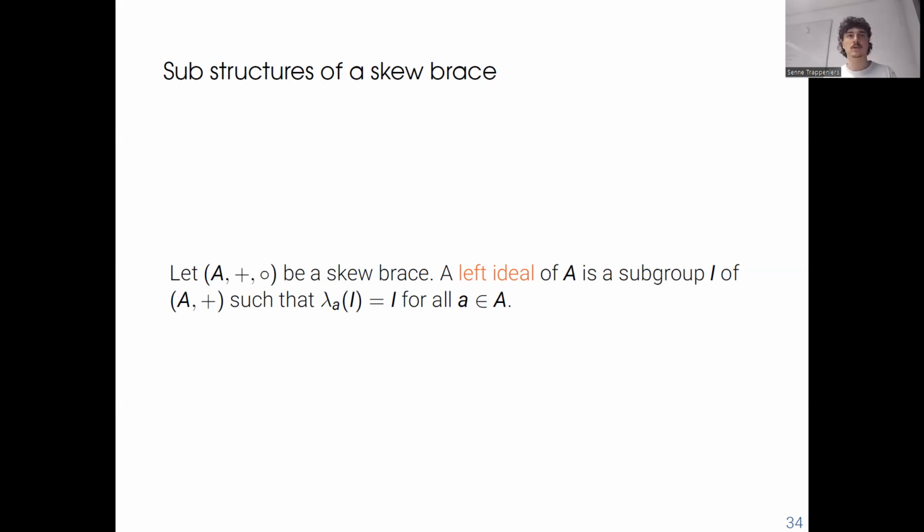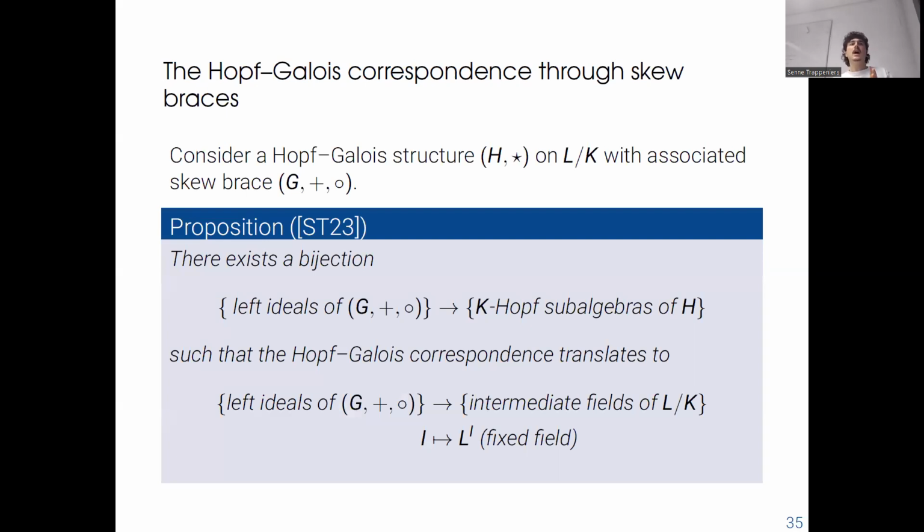which is important in what we do here, because we now find a bijection between left ideals of our associated skew brace and K Hopf subalgebras of H. So the left ideals in this case are precisely the ones that we're most interested in. Recall that these objects right here, they appeared in the Hopf-Galois correspondence. Well, what happens if we apply this bijection here?